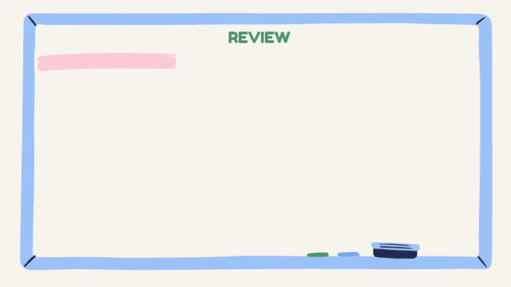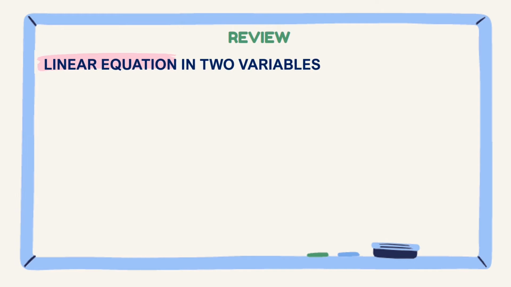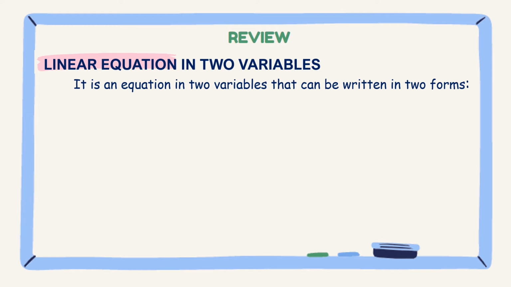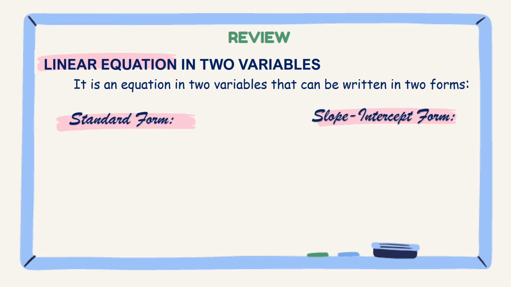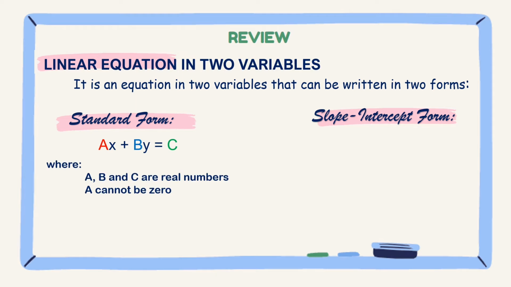But first, let's have a quick review about linear equation in two variables. A linear equation is an equation in two variables that can be written in two forms: the standard form and the slope-intercept form. The standard form is written as ax plus by equals c, where a, b, and c are real numbers and a cannot be 0.